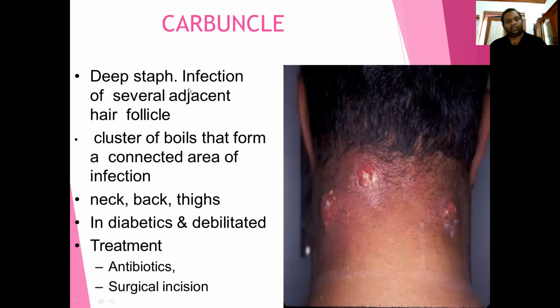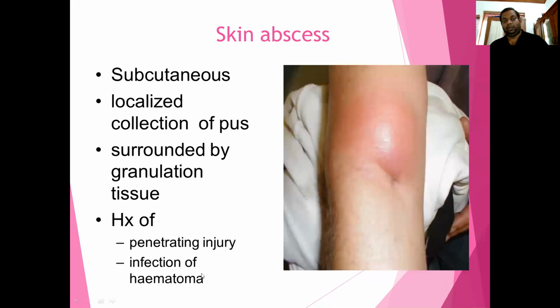Carbuncle, a deep-seated infection like furuncle of hair follicles, involving several adjacent hair follicles. It's larger than a furuncle. A cluster of boils that form a connected area of infection. Scattered, like neck, back, even thighs. In diabetes and debilitated persons, they are more prone to develop it. Again, treatment is antibiotics and surgical incision, depending.